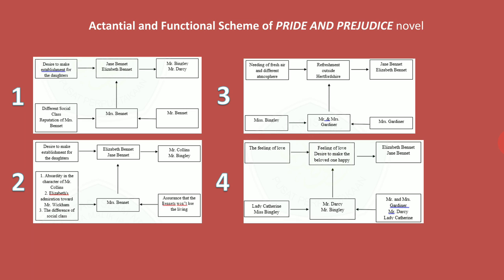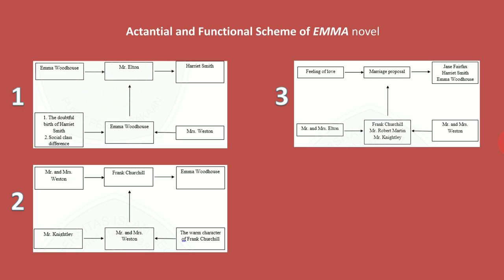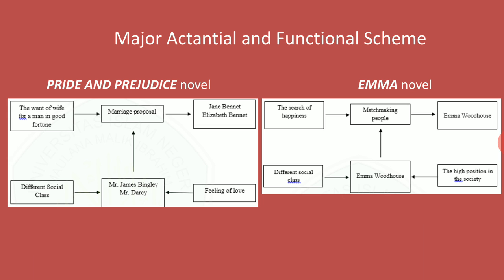And this is the essential and the functional scheme of Pride and Prejudice novel. And the next one, this is the chart, and the essential and the functional scheme of Emma novels. And this is the major essential and also the functional scheme. The left one is the Pride and Prejudice novel, and the right one is Emma novels.